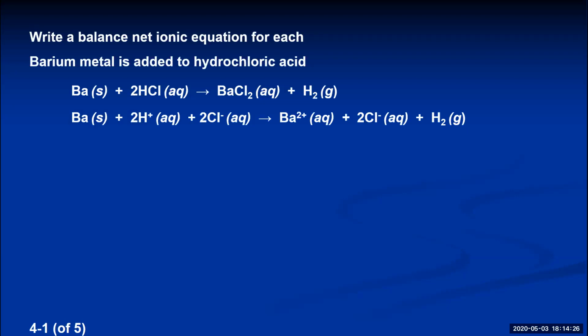So to write the reaction in ionic form, it should be the elemental barium solid plus 2 hydrogen ions aqueous plus 2 chloride ions aqueous, yielding a barium positive 2 ion aqueous, 2 chloride ions aqueous, and the elemental diatomic hydrogen gas. The 2 chloride ions are identical on the left and the right side of the equation, so they'll cancel out, leaving the net ionic equation: Ba solid plus 2H+ aqueous yields Ba2+ plus H2 gas.